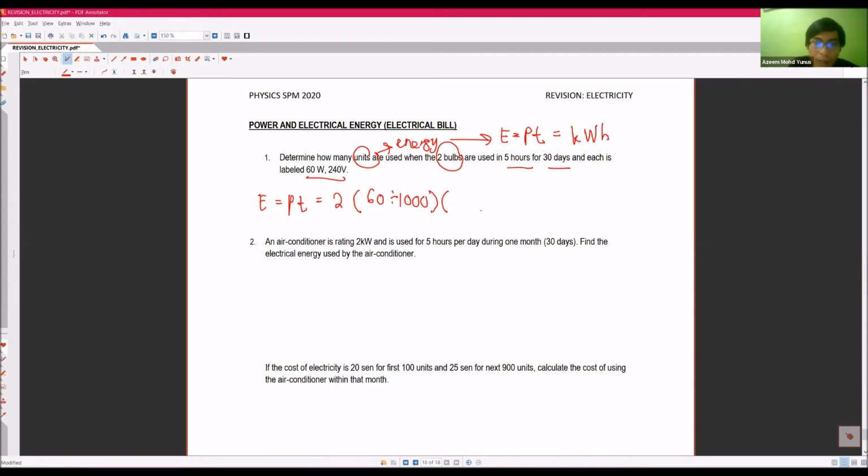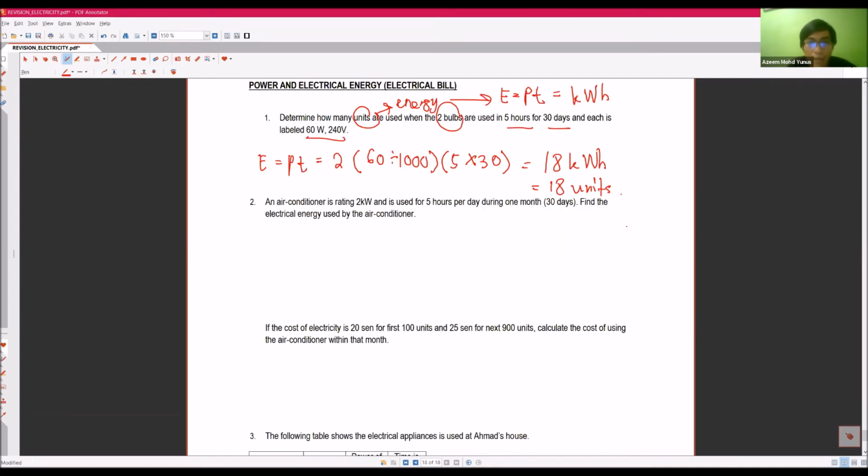Watt. Time is 5 hours, so we don't need to change that, but we must multiply by 30. So how many? 2 times 60 divided by 1000 times 5 times 30, it will become 18 units.